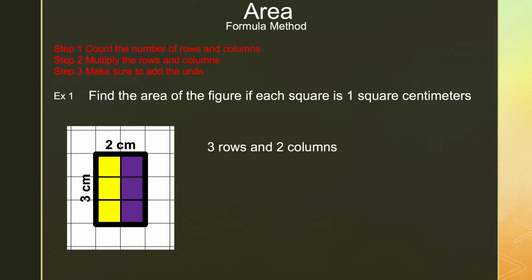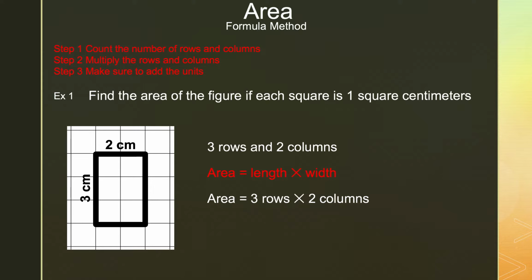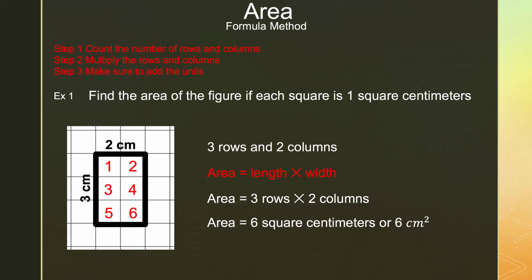So now we're going to use the area formula, which is length times width. And we're going to multiply the rows times the columns. And when we do that, we're going to get 6 square centimeters or 6 centimeters squared. And as you see, if you count the number of squares, you have 6. So that means we did it correctly, and that is your final answer.